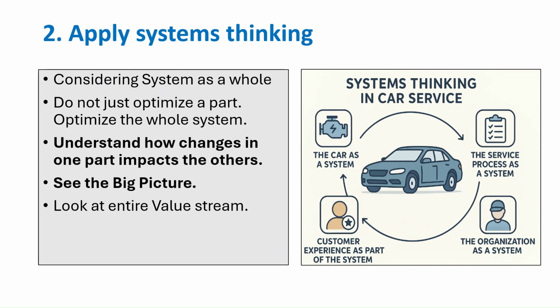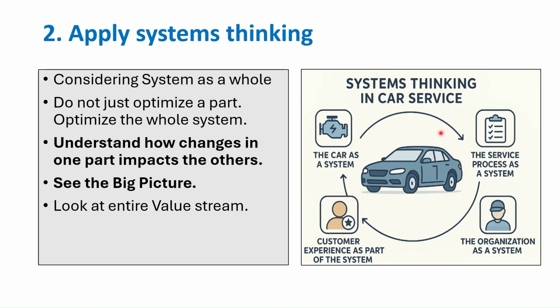Now let's move to the second one. The second principle is all about applying systems thinking. That means considering the system as a whole. We do not need to just optimize a part. We have to consider optimizing the complete system, the whole system, understanding how changes in one part may impact the others, seeing the bigger picture, looking at the entire value stream.